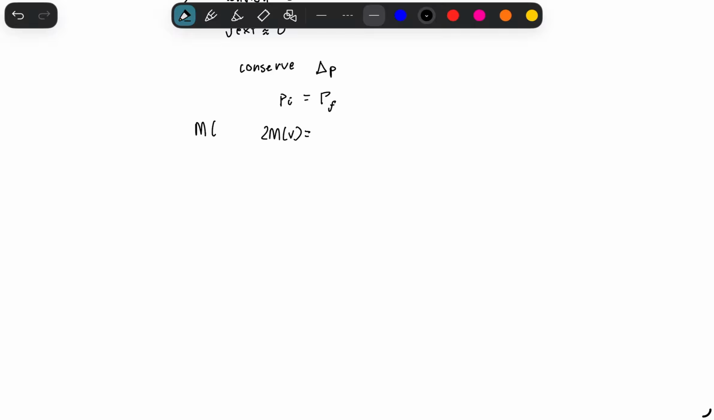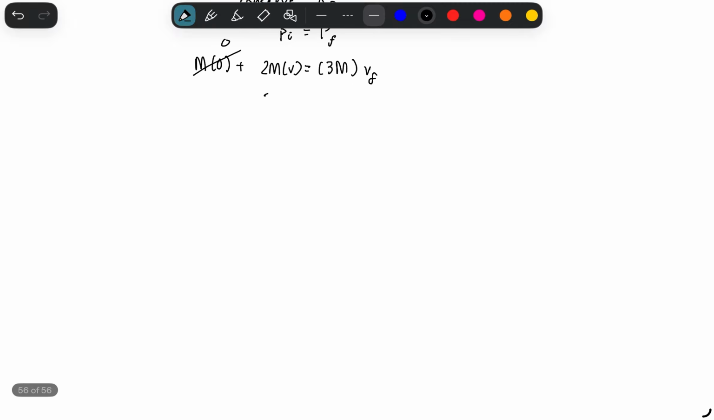So here we had m times 0, so that would have been 0. Then after the collision, we had one block that is 3m, the combined mass, and that's going to move with the speed of v1. So then we have 2mv equals 3mv1. We can see that we have mass on both sides, so that cancels out. So we'll have 2v is equal to 3v1. If we solve for v1, that's equal to 2v over 3.